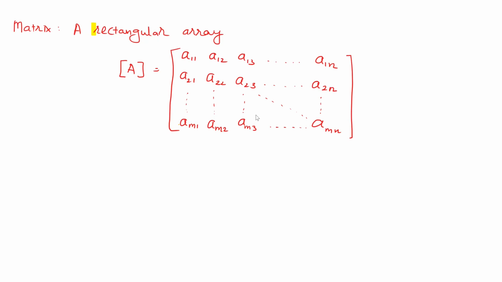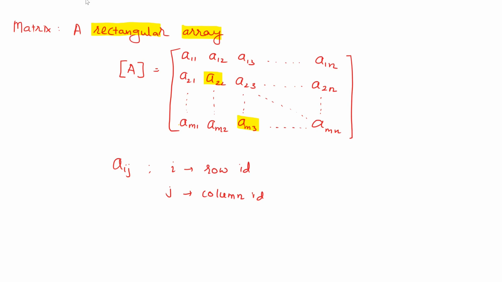A matrix is simply a rectangular array. Each element of this array, such as A22, Am3, is represented as Aij, where i is the row ID and j is the column ID. The values of i and j do have a range.